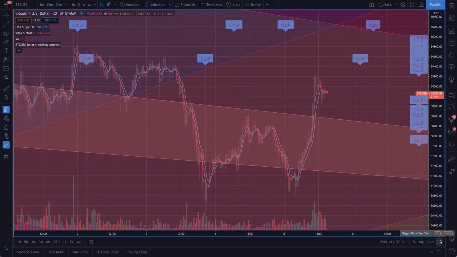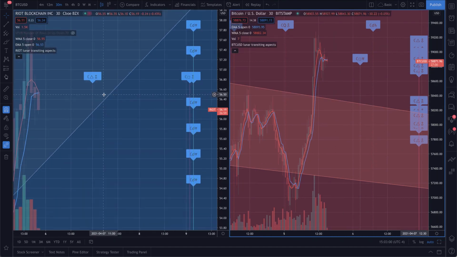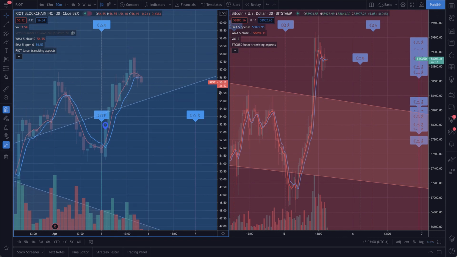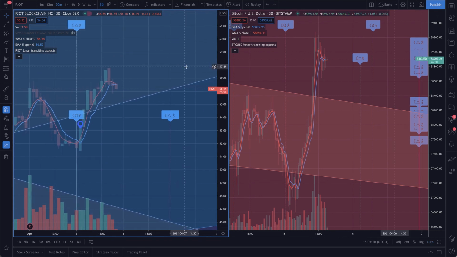This is how I'm using these lunar transiting aspects, and again, these scripts are generated and exported from Time Trades and loaded up into TradingView so that I can make a good decision on what to do with RIOT. RIOT's in this little correction right now, so hopefully it gets a nice pop up tomorrow morning, and maybe I can squeeze a few more dollars out of this call position that I'm in.